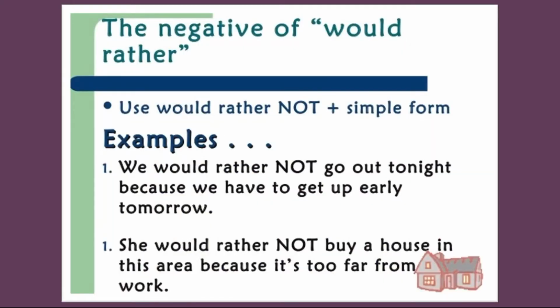The negative of would rather, as we mentioned before, use would rather and not and the base form of the verb. For example, we would rather not go out tonight because we have to get up early tomorrow. Or she would rather not buy a house in this area because it's too far from work. So you are just adding not after would rather.